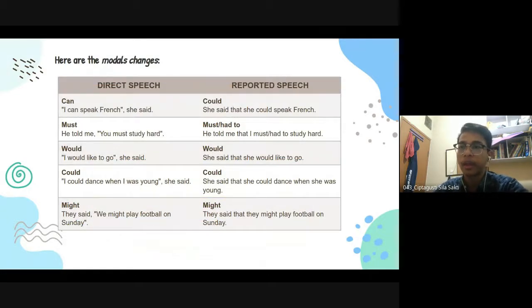Next. And then here are the modal changes. From the direct speech can, you have to change it into could. For must, we can change it into must or had to. It depends on you guys. Would into would, so there's no change. Could into could, there's no change. Might into might, and there's no change.